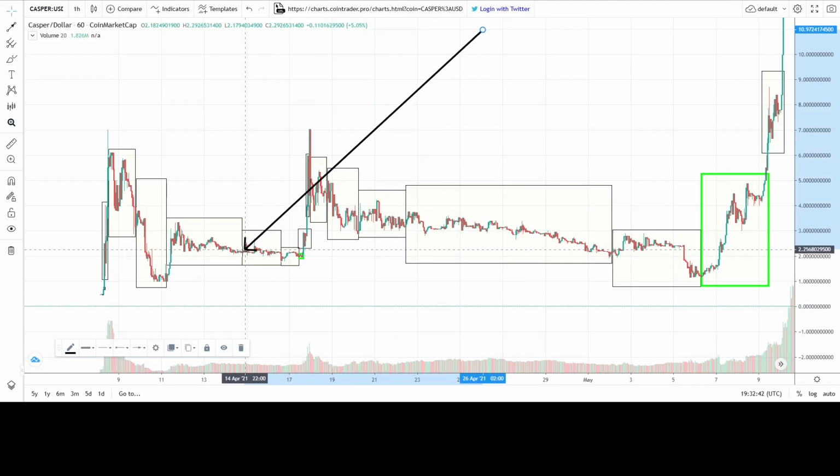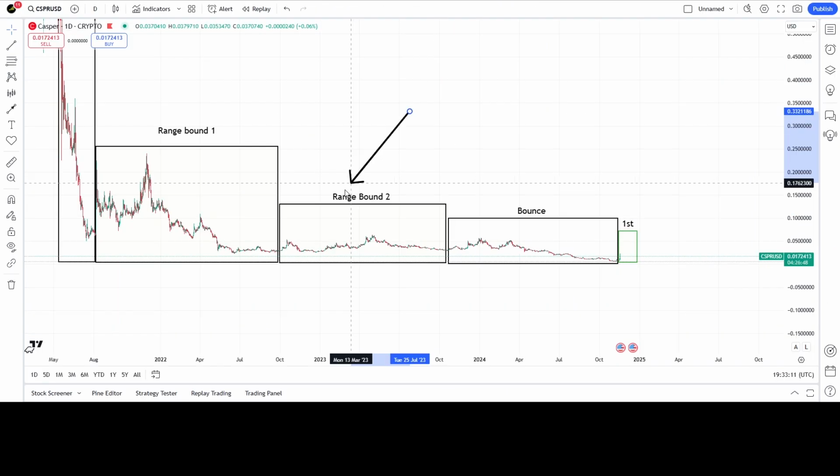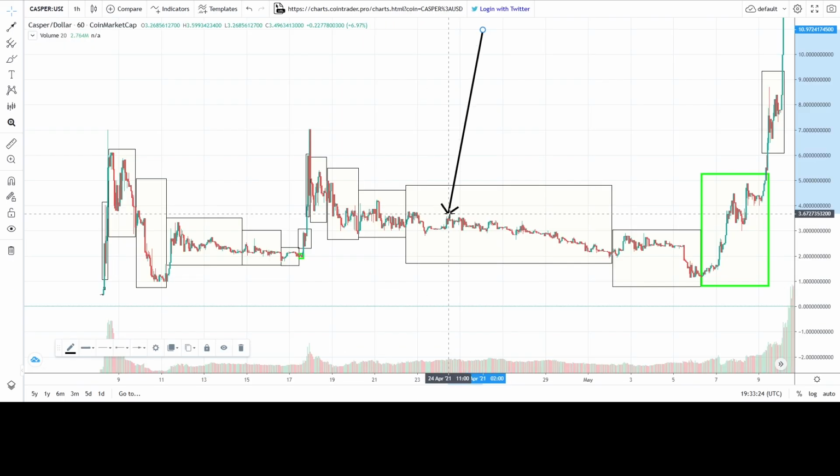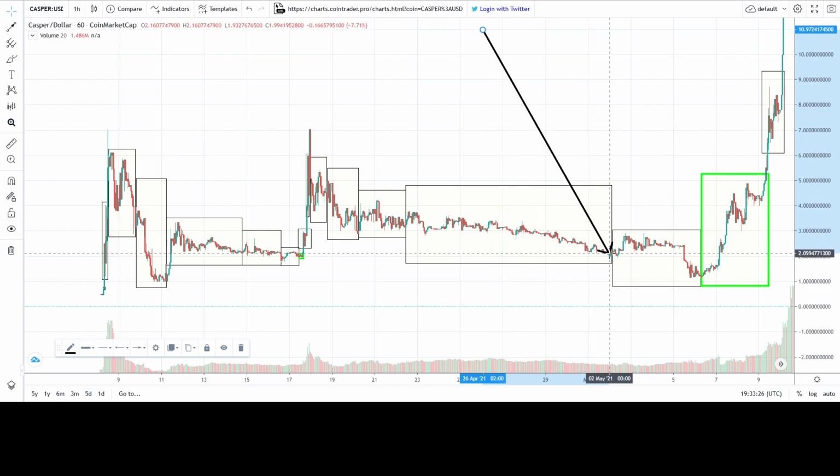The second range-bound structure is the one where it moves up, drops, goes flat, and makes that bull structure. We see that here and here. We also see that here on today's chart. Price moves up, it drops, goes flat, moves back up again, and then declines down to a point, the same way that this one declined down to a point.